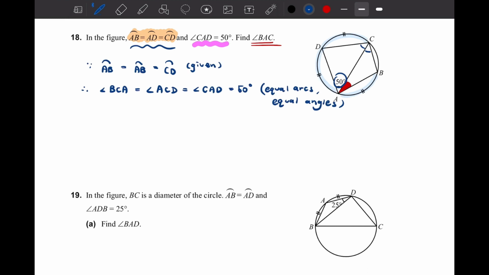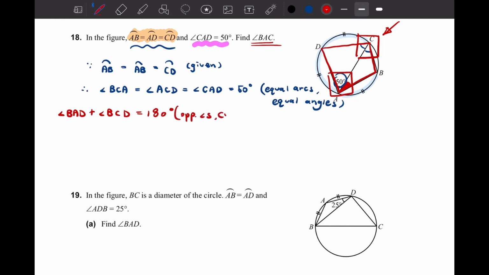Okay, so once you have that, it means we have these two angles here. And look at this, this is actually a cyclic quadrilateral. So if we have this angle here, then the opposite angles will add up to 180. Therefore, BAD plus angle BCD should equal 180.